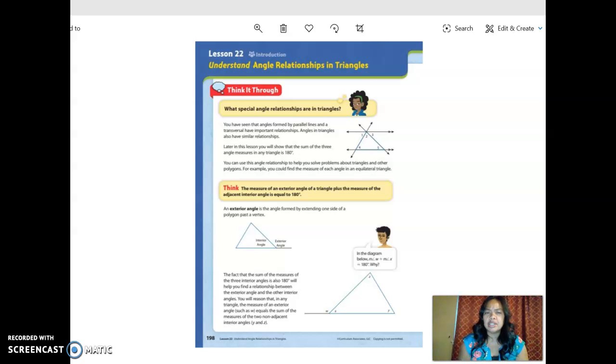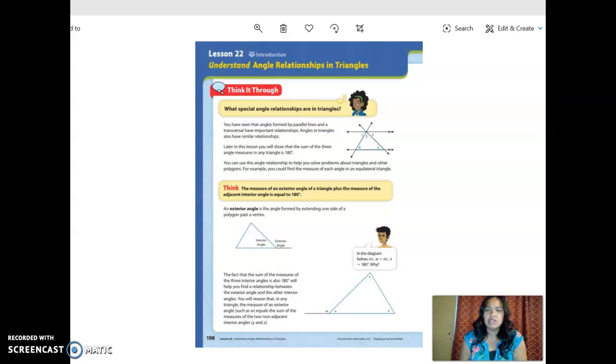Okay, so we've talked in the past about supplementary angles, those angles that form a straight line that makes 180 degrees. We talked about angles that were created when parallel lines are crossed by a transversal, that creates different types of angles: vertical angles, alternate interior angles, corresponding angles, and so on. And today we take it a step further and look at angles of a triangle.